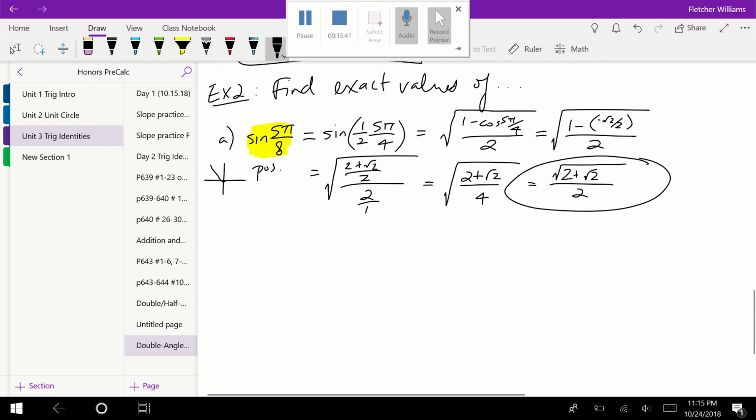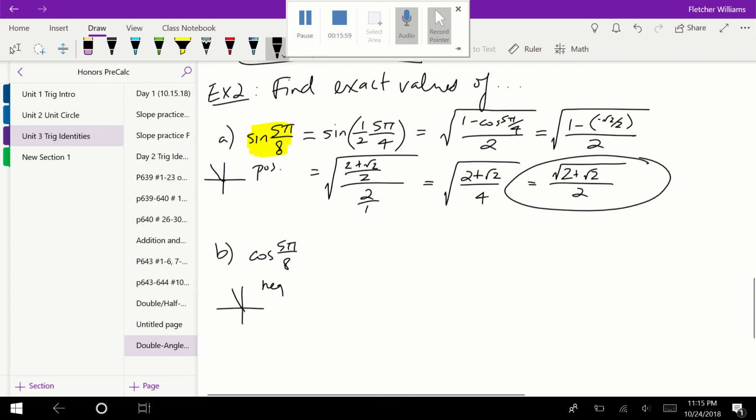So then, why don't you try this example? Find the cosine of 5 pi over 8. You try that. Okay, so 5 pi over 8 is still in that second quadrant, which means cosine is negative. So we'll say cosine 5 pi over 8 is cosine of 1/2 of 5 pi over 4. So this will be negative square root of 1 plus cosine 5 pi over 4 over 2.